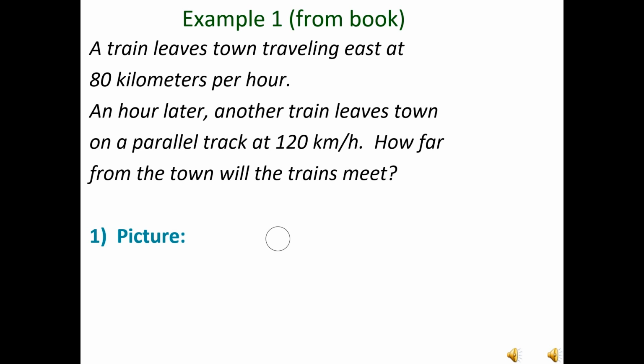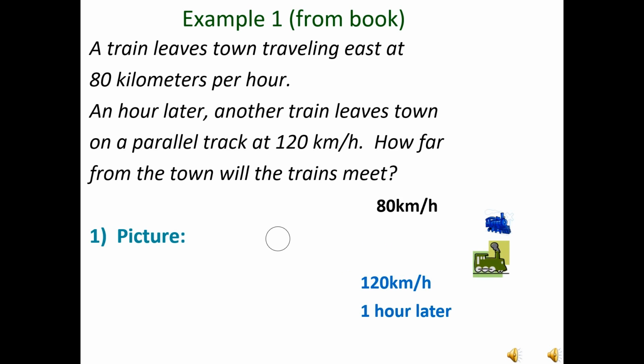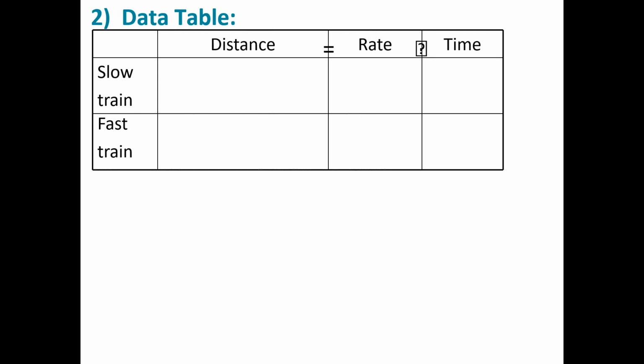So let's start with the picture. There's my wonderful town. It's a circle. Train 1, 80 kilometers an hour. Train 2, 120 kilometers an hour. 1 hour later. Distance, in this case, is the same.